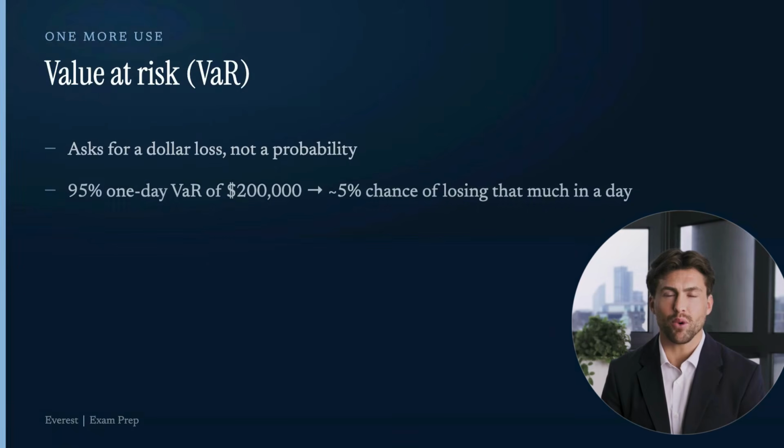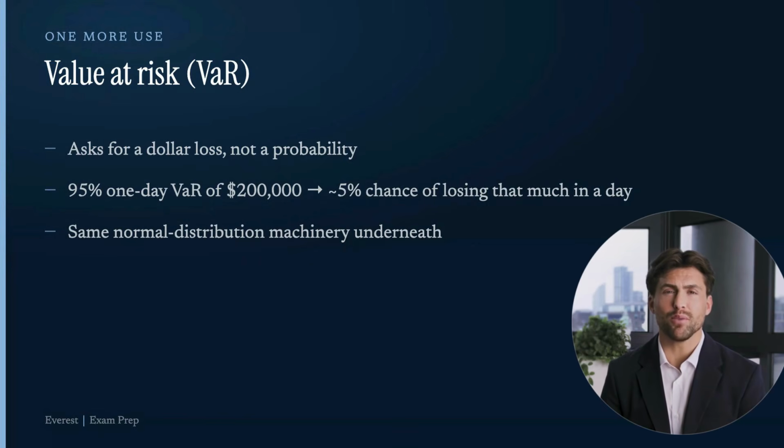This same normal distribution machinery shows up again under a different name, value at risk, or VaR. VaR flips the question around. Instead of a probability, it asks for the dollar loss you could suffer at some confidence level over some time horizon. If a portfolio's 95% one-day VaR is $200,000, there's roughly a 5% chance of losing at least that much in a single day. Different question, same machine underneath.